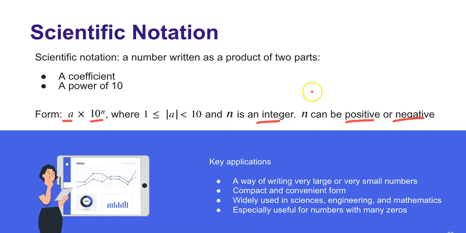So where are scientific notations used? They're used to change very large numbers or very small numbers in sciences, engineering, mathematics. As you can see down here, it really makes the form very compact. If it's a very, very small number with lots of zeros, or it might be a very large number with lots of zeros.